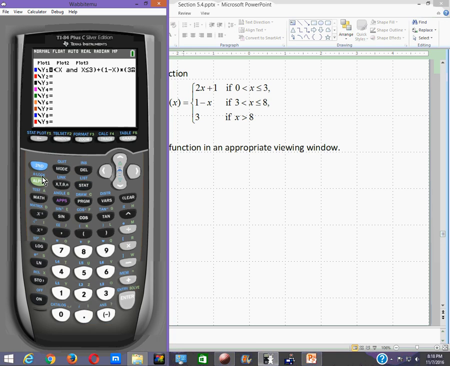3. Second test. Choice 5 for less than. X. Second test. And x, second test, less than or equal to, choice 6, less than or equal to 8. Close parenthesis. Then plus the last piece. Plus 3. I don't need parentheses around it since it's just a number. Then times, open parenthesis, x, greater than 8. Second test, greater than is choice number 3. Then 8, close it.